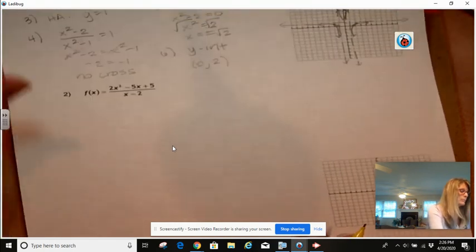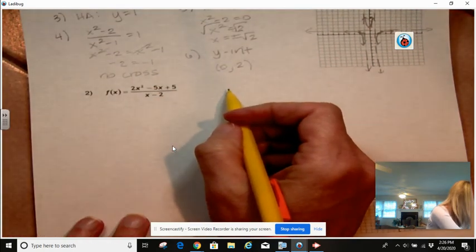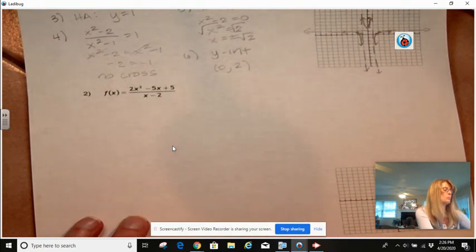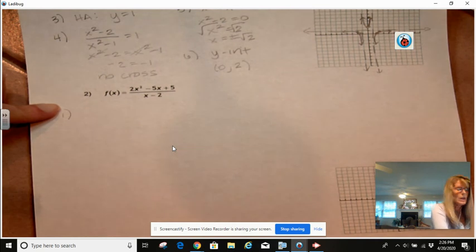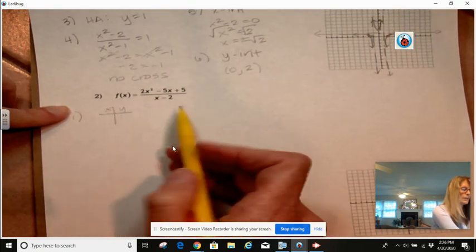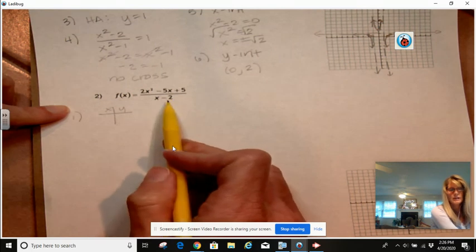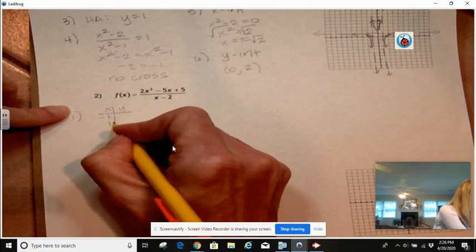All right, one more example. So again, you can think about factoring the numerator if you want, but when you do the symmetry, you don't want to cross anything out anyway. So when we do our symmetry table, we can see that our vertical asymptote is going to be at x equals 2. So we can't use 2 or -2, so we'll just go back to our -1 and 1.